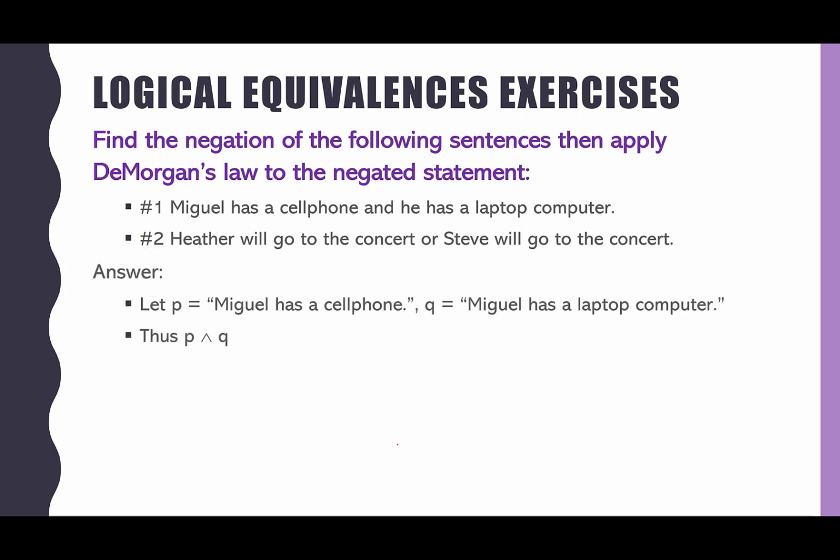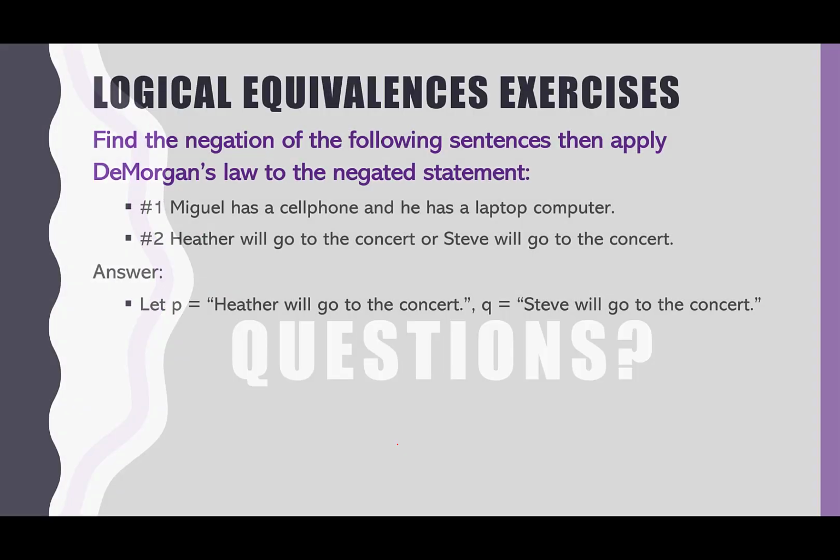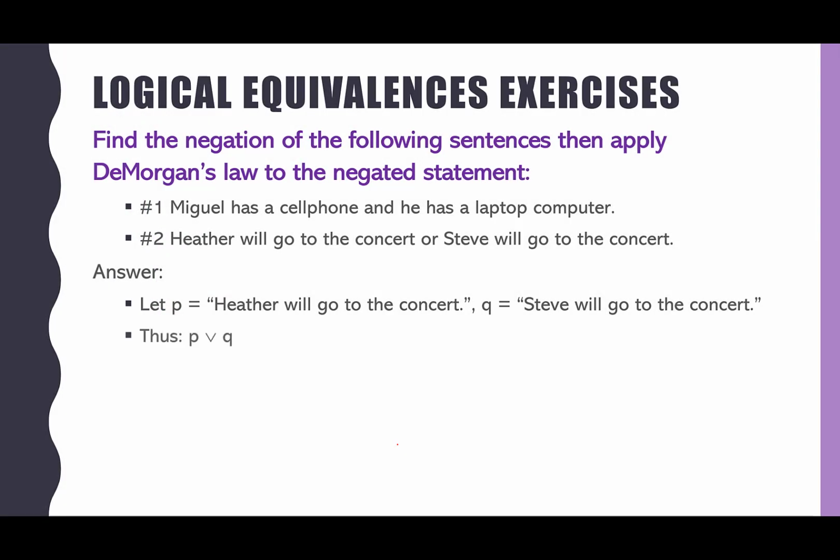All right, so we kind of walked through this already, right? We looked at that. There's the negation of it. There's the DeMorgan of it. All right, so any questions about that one? We already walked through it. And then here's the one with Heather. And again, we already did this. There's the negation of it, and there's the DeMorgan of it, okay?